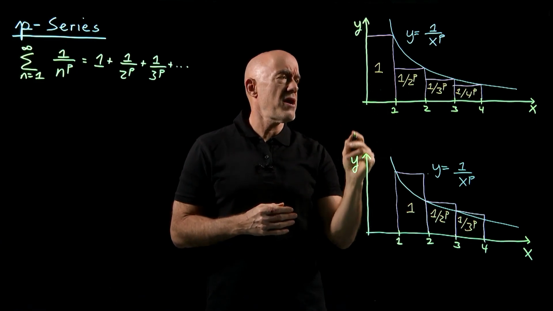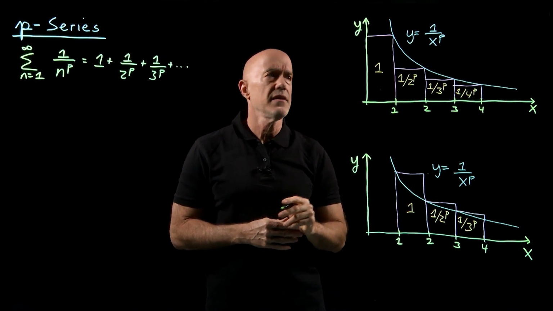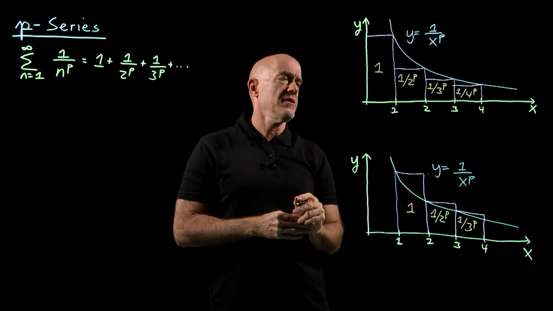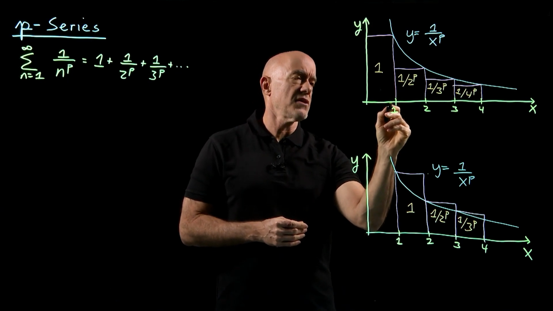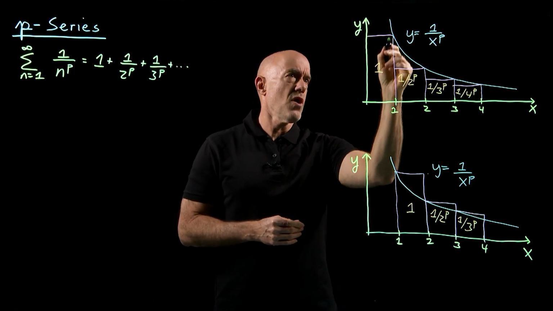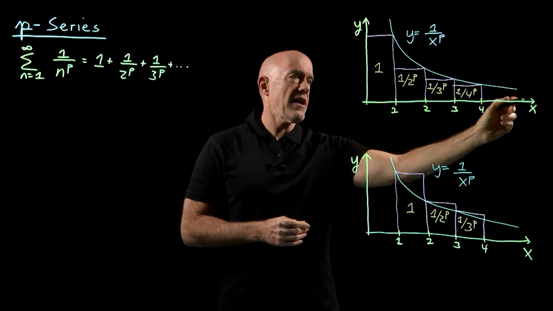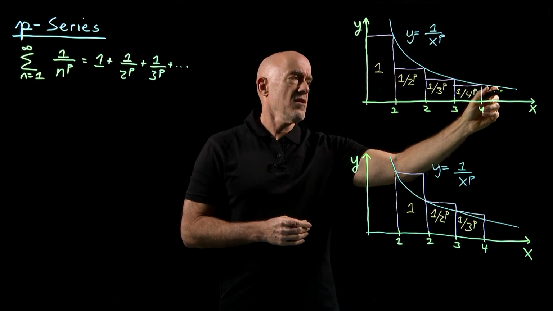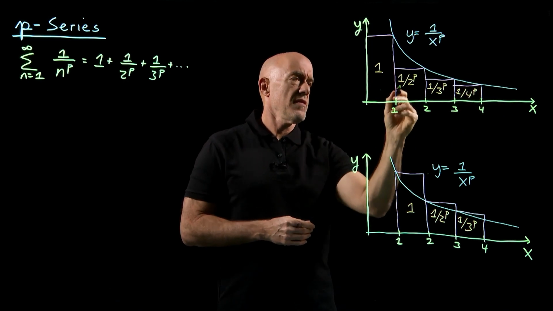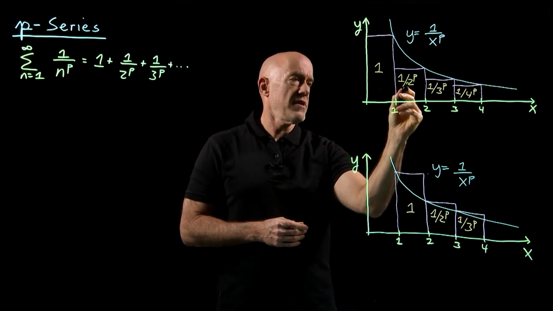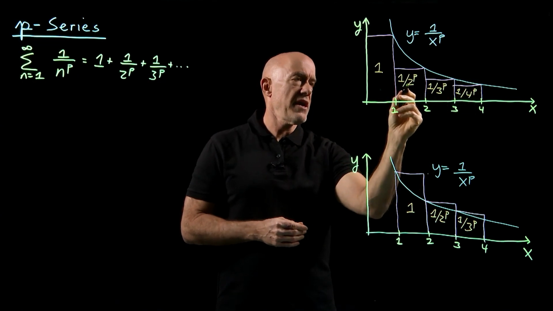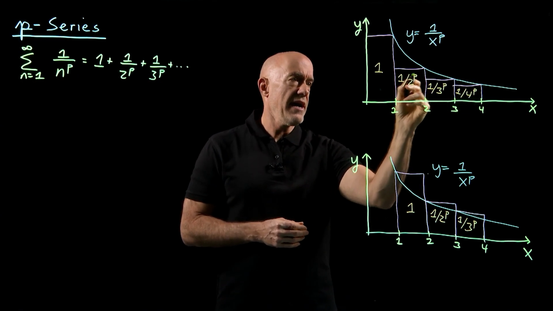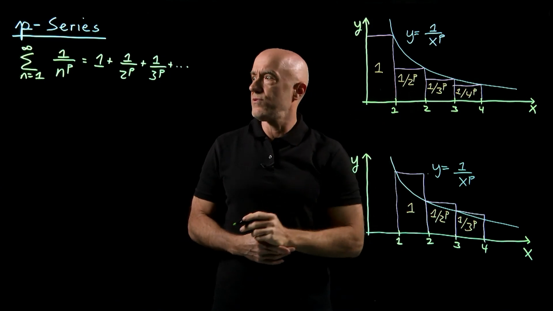We want to compare the P series then to the area under the curve of this function. So if we look at this function from 1 out to infinity, the area under the curve will be larger than the area of these rectangles, but the area of the rectangles starting at a height of 1 over 2 to the p.